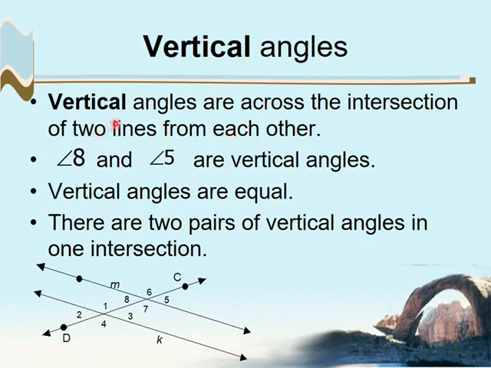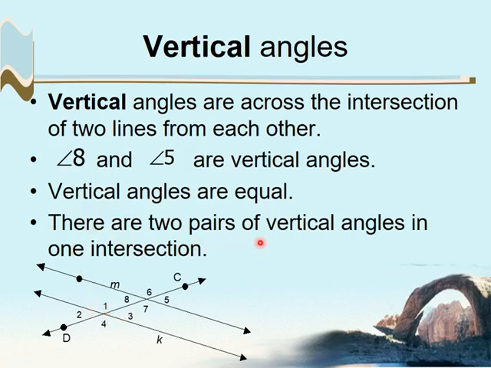Vertical angles. Vertical angles are across the intersection of two lines from each other. Angle 8 and angle 5 are vertical angles. Now we will check where angle 8 and angle 5 are. Similarly, angle 6 and angle 7 are called vertical angles. In this diagram, angle 2 and angle 3 are vertical. Angle 1 and angle 4 are also vertical.